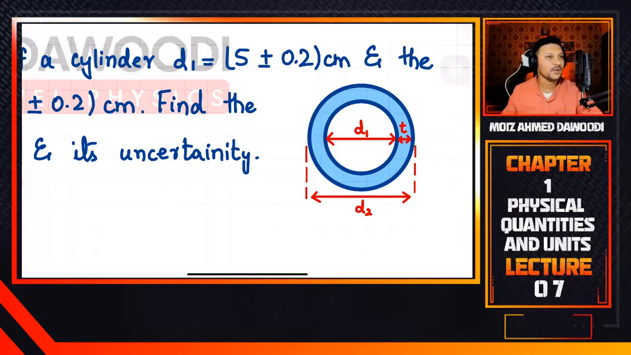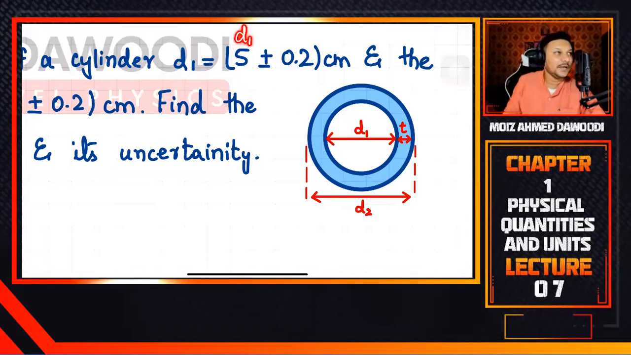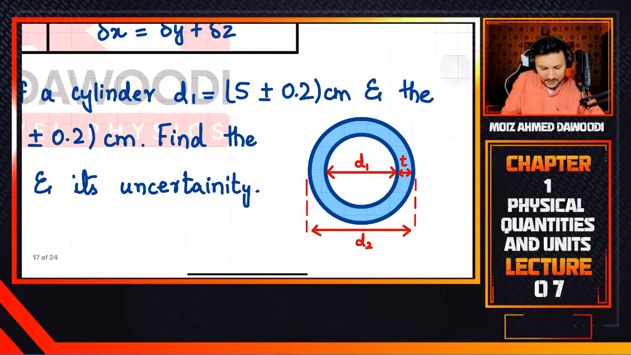Okay. 5 plus minus 0.2 centimeter. How do we read it? This is the actual value of D1 or internal diameter, और this is the uncertainty in D1. तो मैं यहाँ पे इसको लिख रहा हूँ. This is D1 while this is the uncertainty in D1. ठीक है?